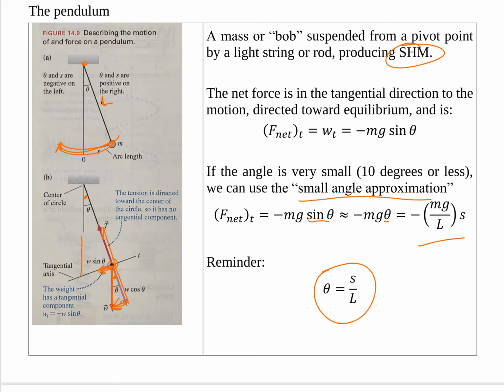Now, in reality, we're talking about small angles of 10 degrees or less, but the percentage error is actually very small, even at 10 degrees, less than 1%. If we go all the way to 45 degrees, we're still only off in our answer by approximately 10%, which is not very significant. So unless the problem says you can't use the small angle approximation, we're just going to use it the whole time. Okay? All right.